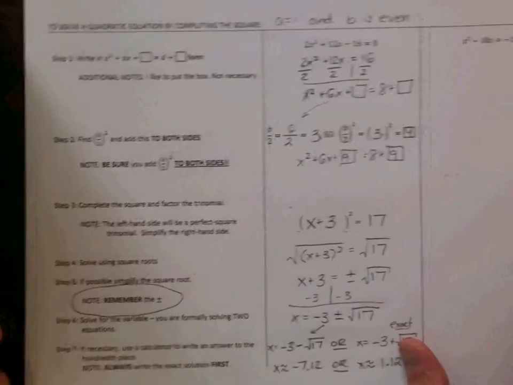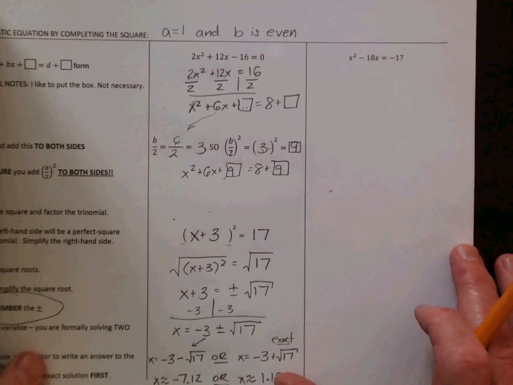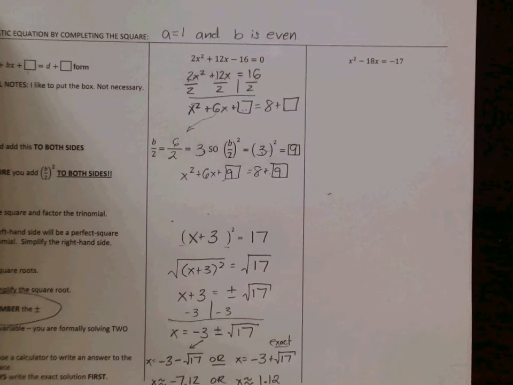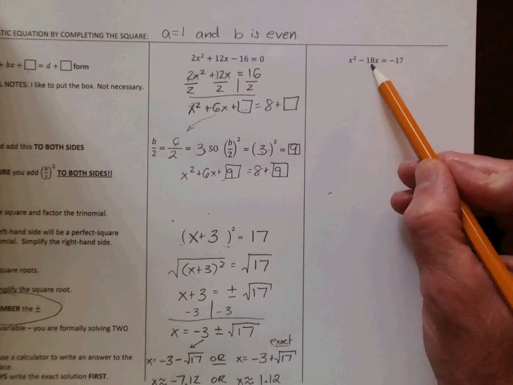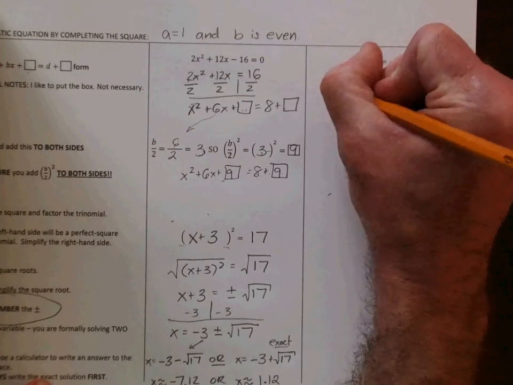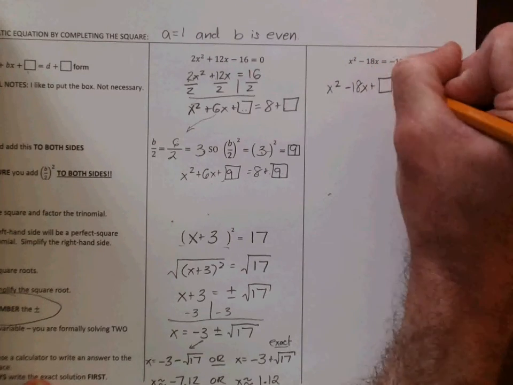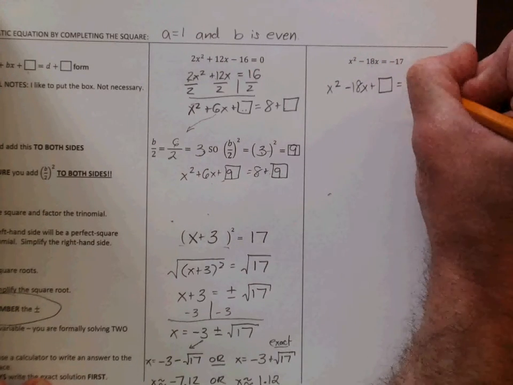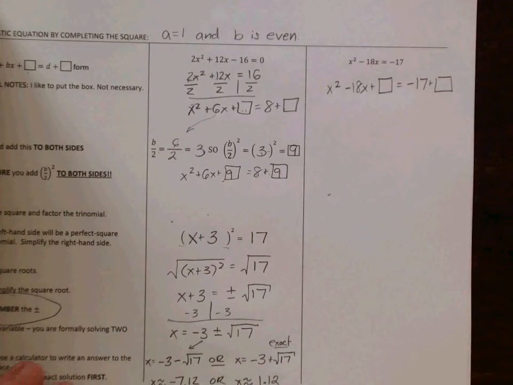Now I'm going to do the same thing with the next problem. Now the next problem doesn't have the issue of a not being 1 or b. So here my a is 1, the number in front of the x squared. My b is even. So I'm immediately going to start with x squared minus 18x plus box, or plus square, is equal to negative 17 plus box, or plus square.